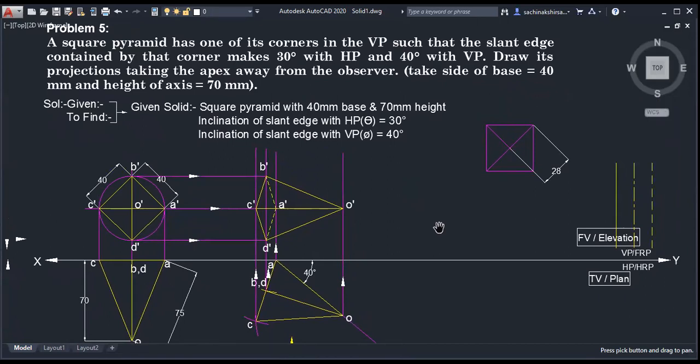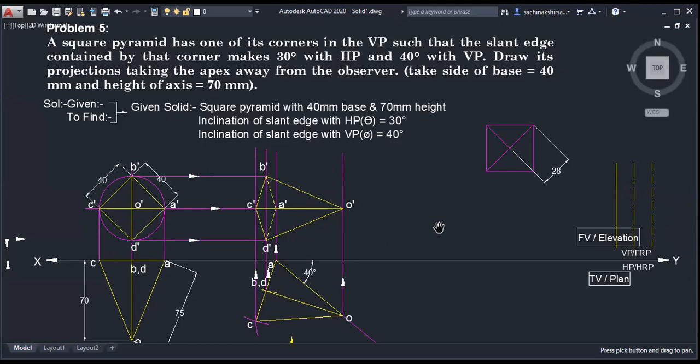To give inclination with HP, how much is it given with HP? 30 degree. Which edge is inclined 30 degree with HP? Slant edge AO. That inclination we have to give as 30 degree. Now in this stage, 30 degree. Very important.